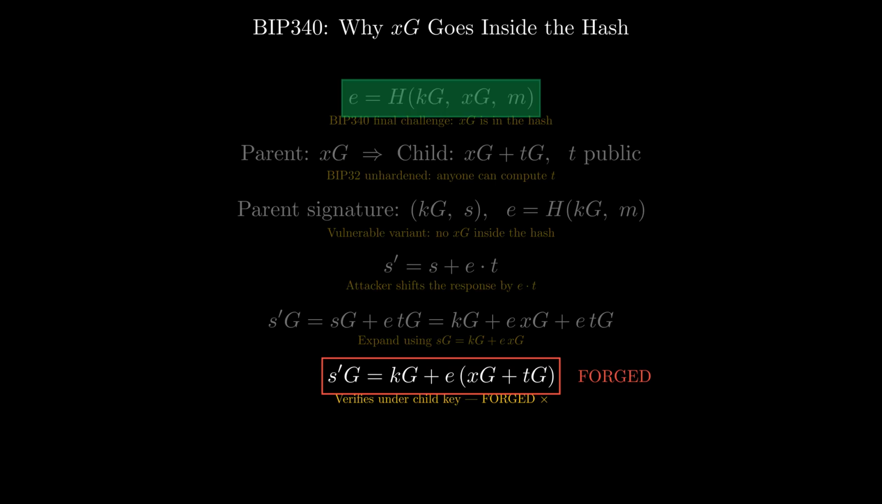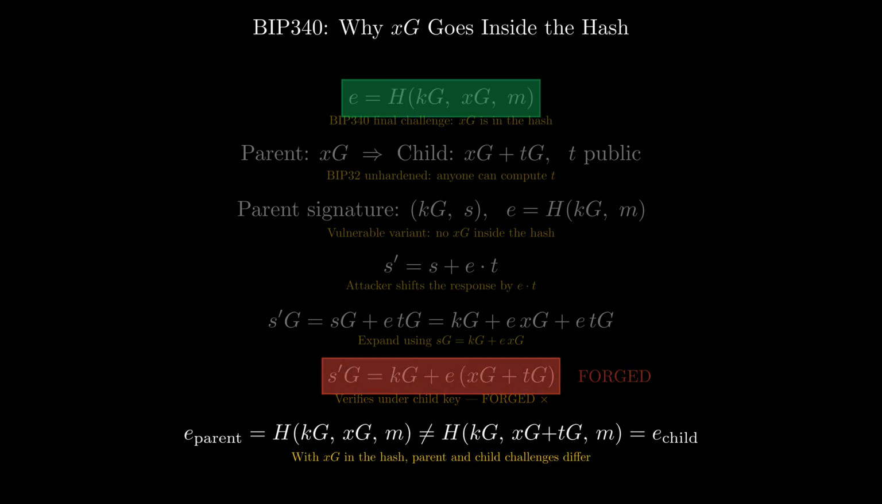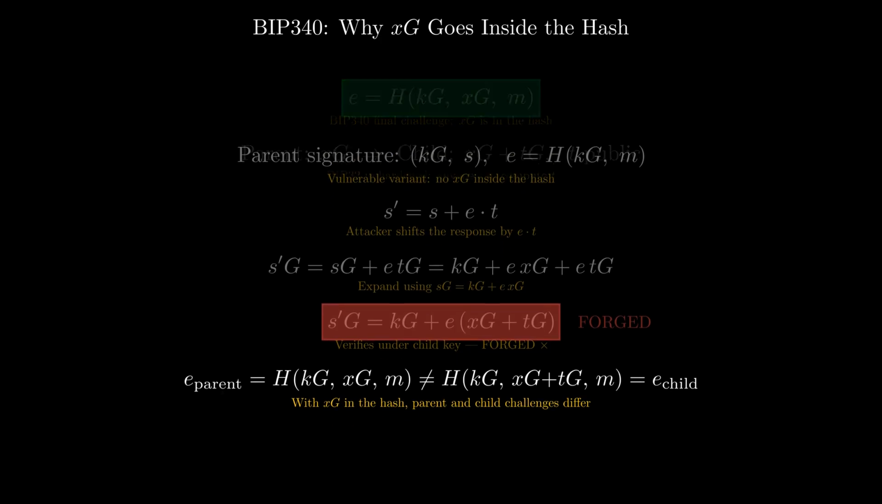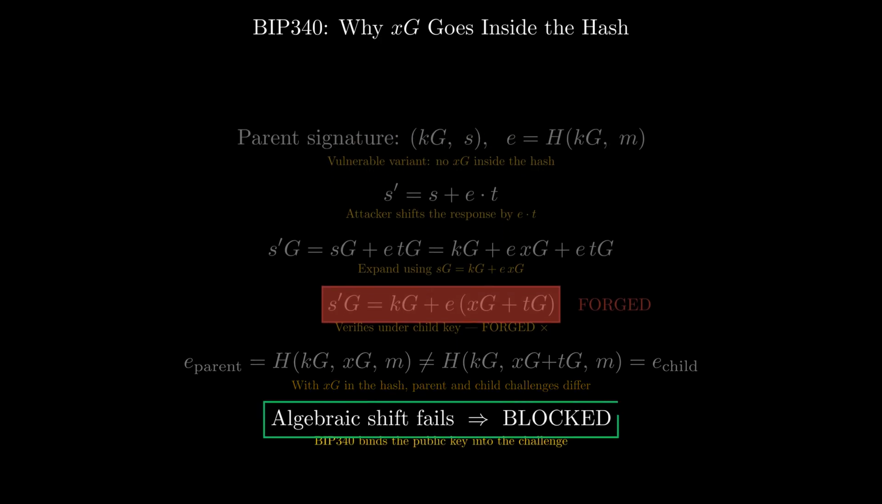The forged signature KG, S prime verifies under the child key, and the attacker never had to know the child's secret. A free forgery. Putting capital XG inside the hash breaks this attack cleanly. The challenge for the parent uses capital XG, while the challenge for the child uses capital XG plus TG. These are now different hash values. E parent is not equal to E child, and the algebraic shift no longer lines up. The forgery dies. We now have every piece.